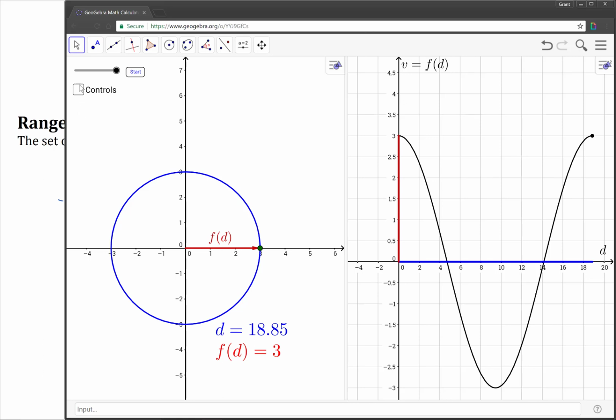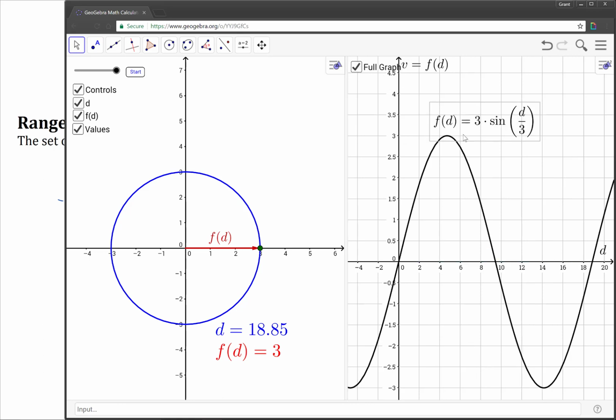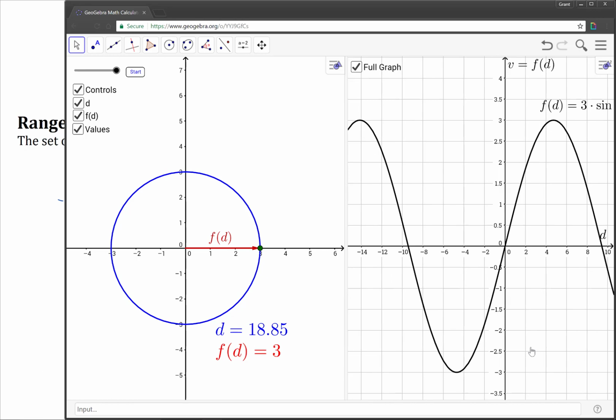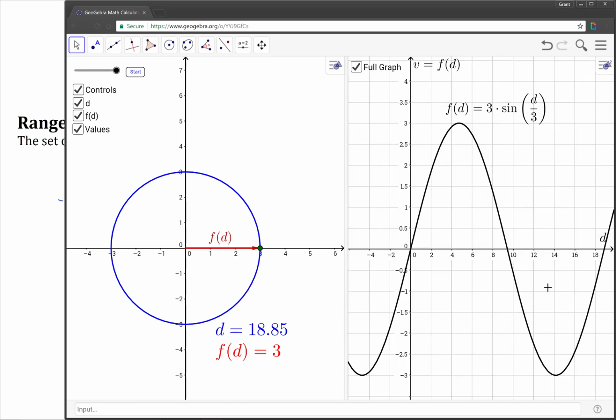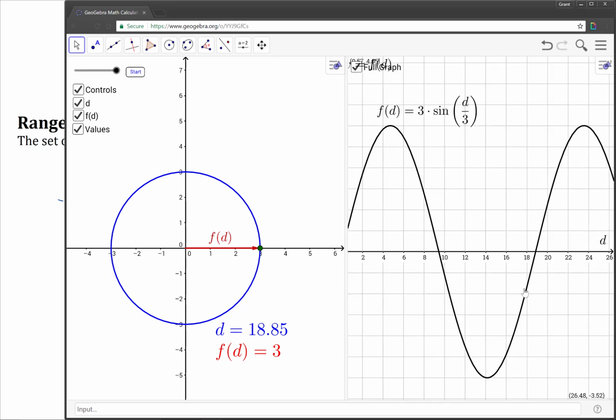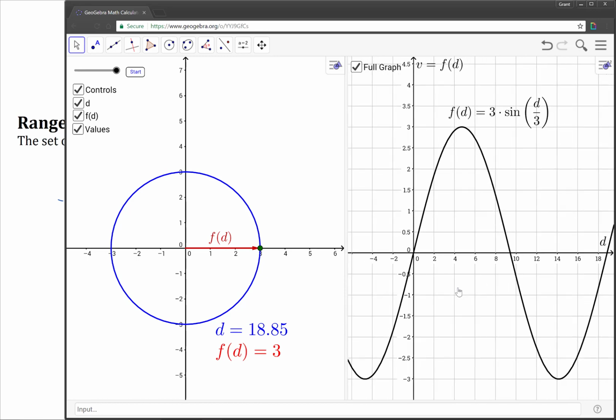Now, the actual function formula for f is given by f of d equals 3 times sine of d divided by 3. Now, you don't need to know what sine is or any of this. This is just the formula for f, and if we ignore the context, the graph of f looks like this, and it goes on forever in either direction. So the domain has no restrictions, but the output still varies between -3 and 3.